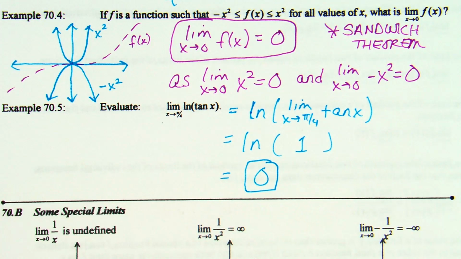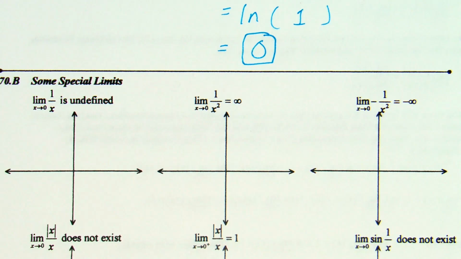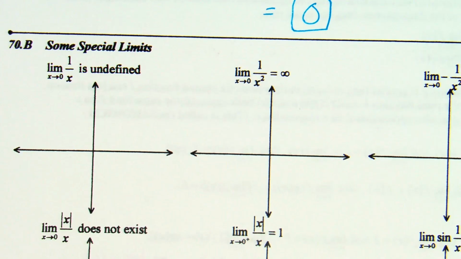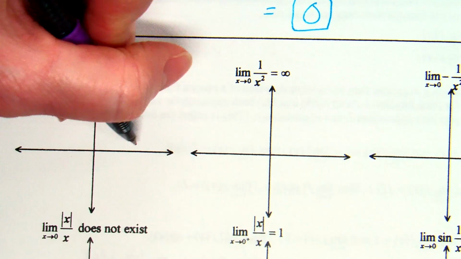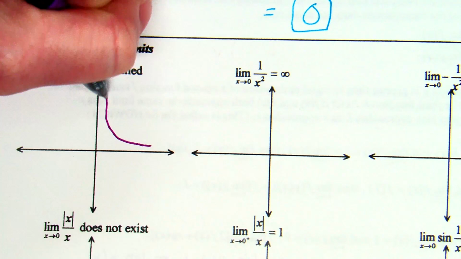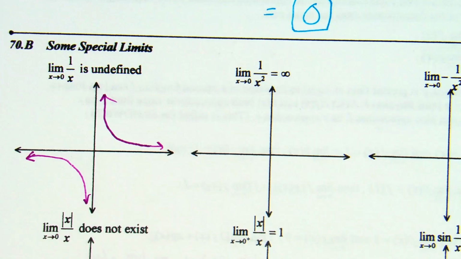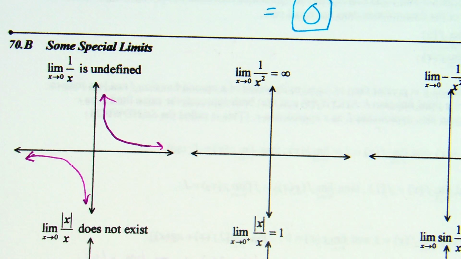The next problems are all pictures. We're going to be drawing some pictures. These are just some special limits to be familiar with. The limit as x approaches 0 of 1 over x is undefined. Do you remember what 1 over x looks like? It's our reciprocal function, in the first and third quadrants, so it's that hyperbola. That's my sketch. Does that look familiar? Do you agree with the statement then, that the limit as x approaches 0 is undefined?